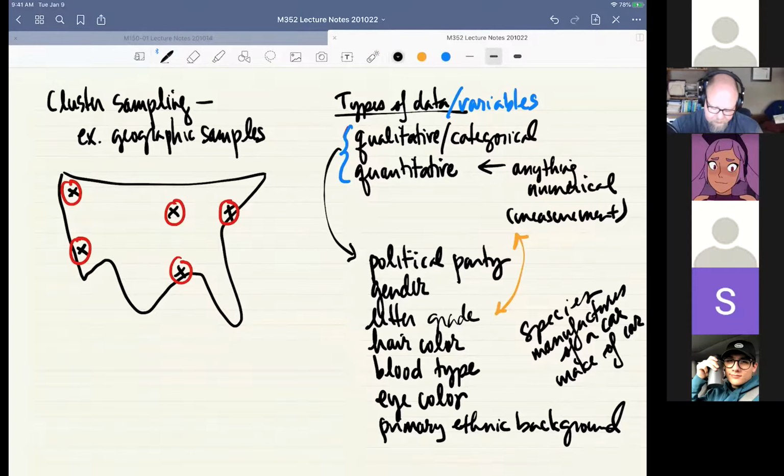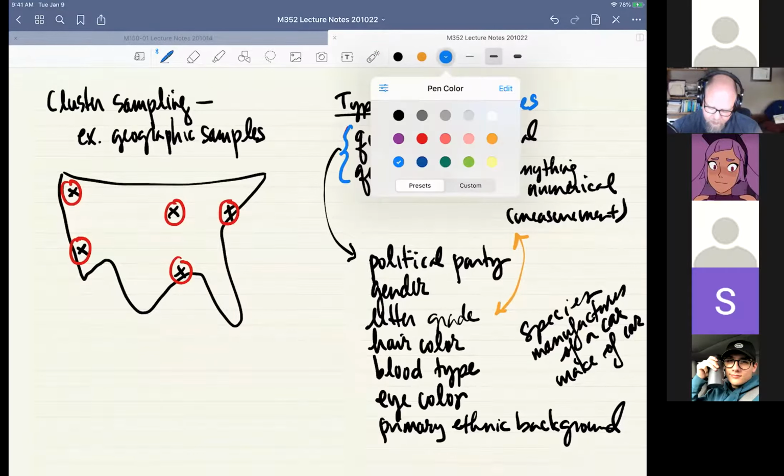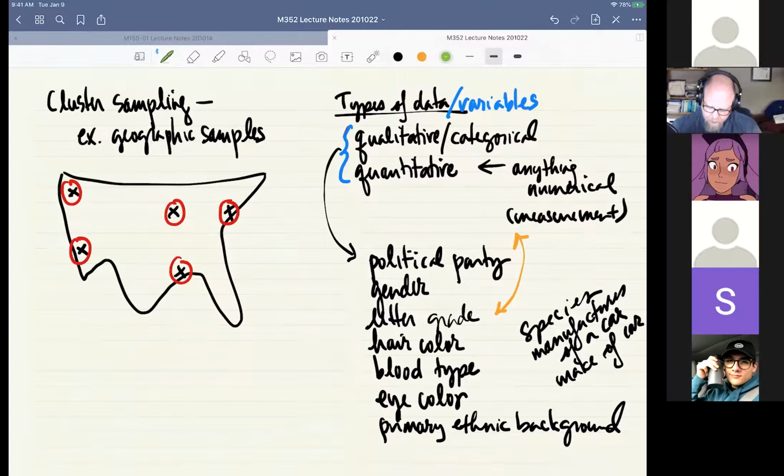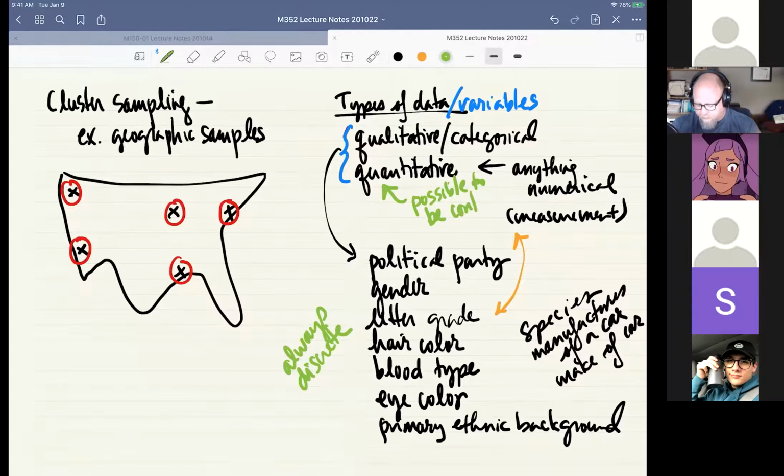A lot of times, here's a good thing. What color should I use? I'll use light green. Qualitative variables are always discrete variables, right? There's always a finite number of categories. But quantitative is the only one that can possibly be continuous. If you had a random variable describing a categorical variable, then that random variable would be a discrete random variable. But if you had a random variable that describes a continuous quantity, then that has to be a quantitative quantity.